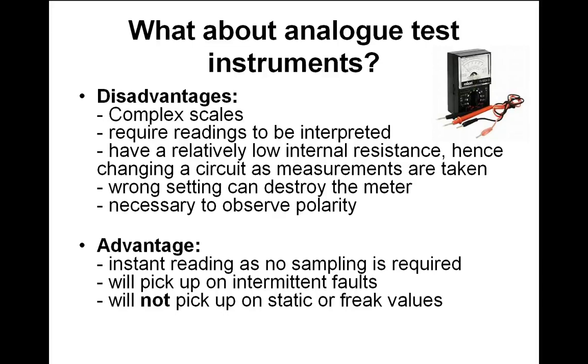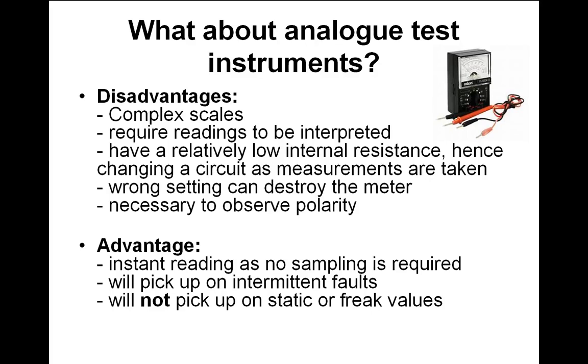Okay, let's move on. What about analog test instruments? Disadvantages. The scales are quite complex, and if you look at the scale of an analog meter, you always have to interpret. You get a 10 scale and a 25 scale or 250 scale, and then you have to look at the range. So if you've got the 10 scale and the range measures from 0 to 100 volts, then if the scale goes to 5, it means it's 50 volts. So you always have to compensate for that, and it's a little bit of a nightmare.